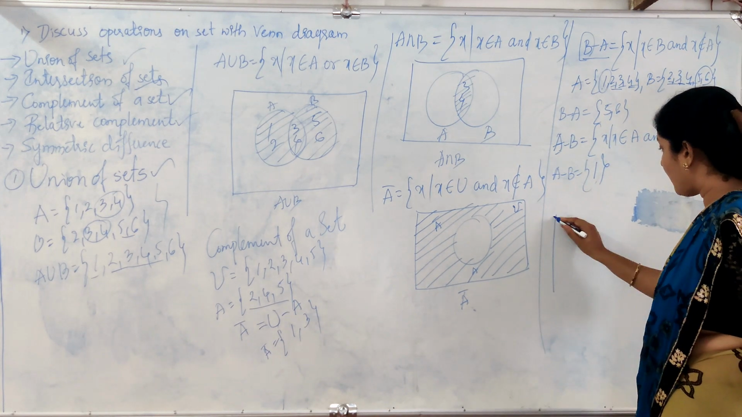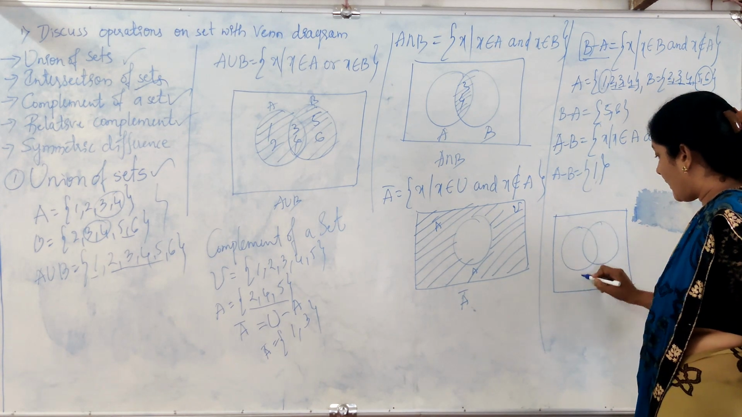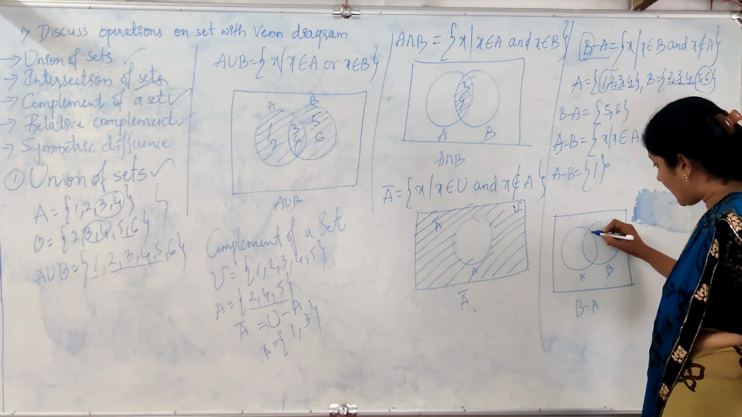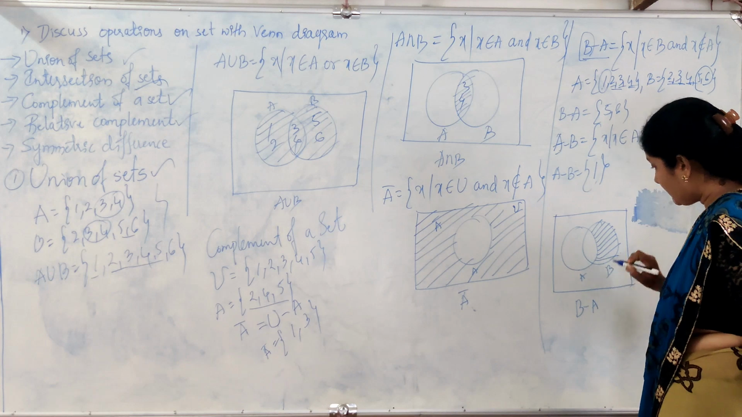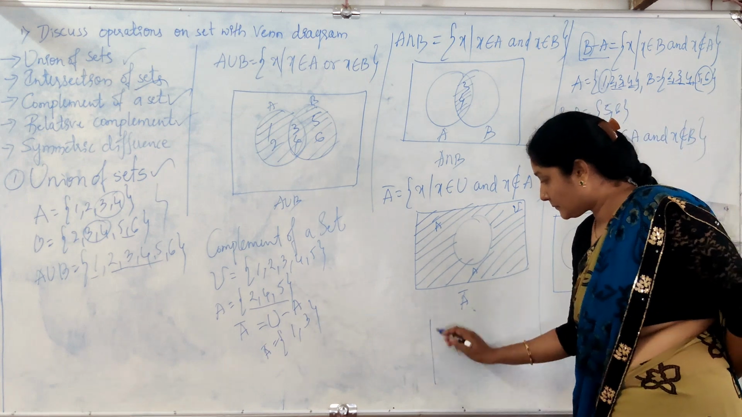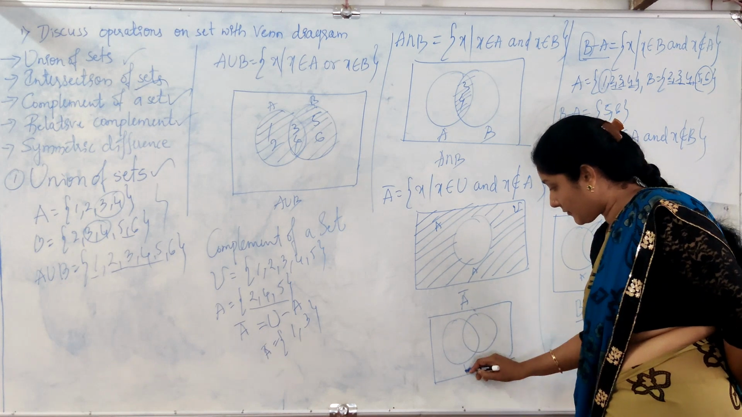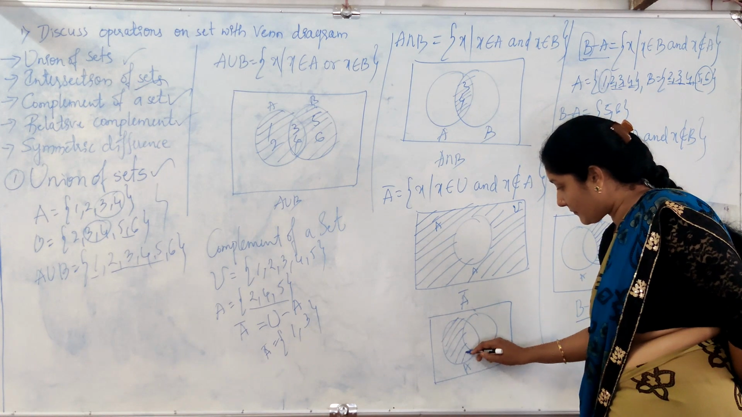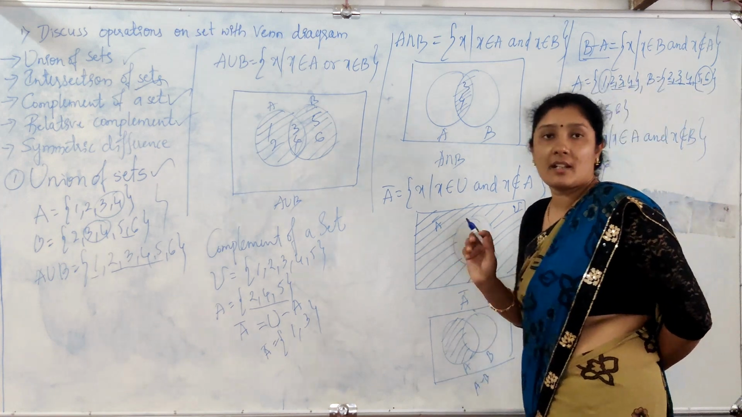So how to represent this in Venn diagram? This is A, and this is B. So if it is B minus A, then we need to consider the elements of only B. So this is B minus A. Then what is A minus B? So this is A and this is B. So this is A minus B.